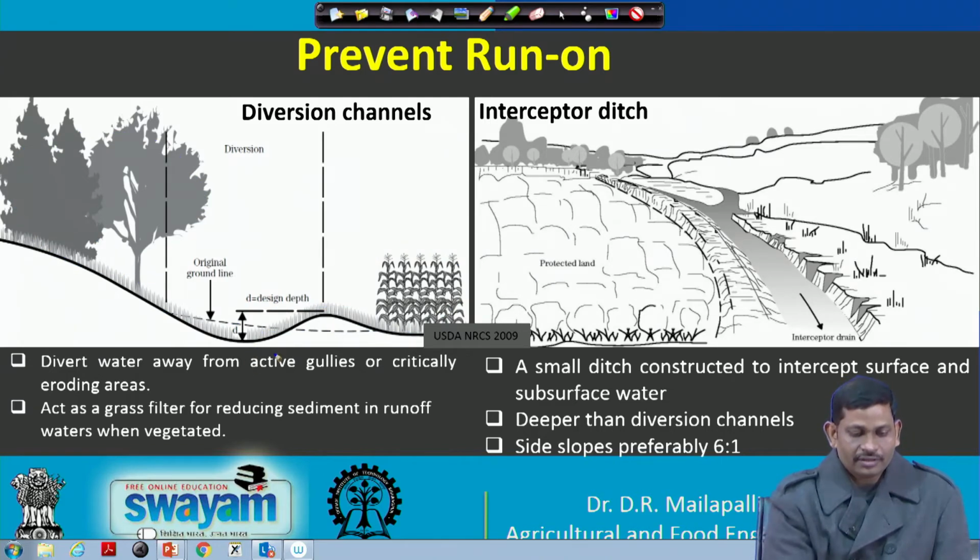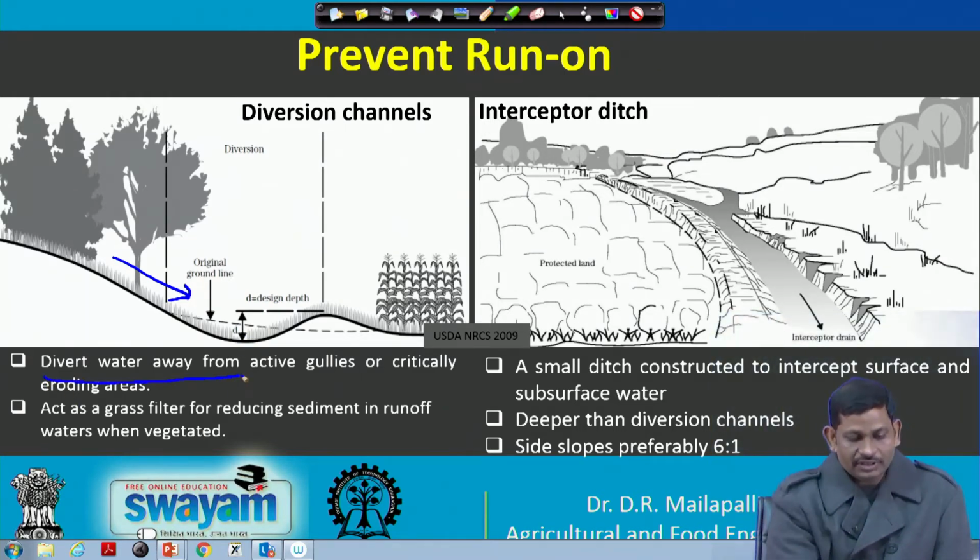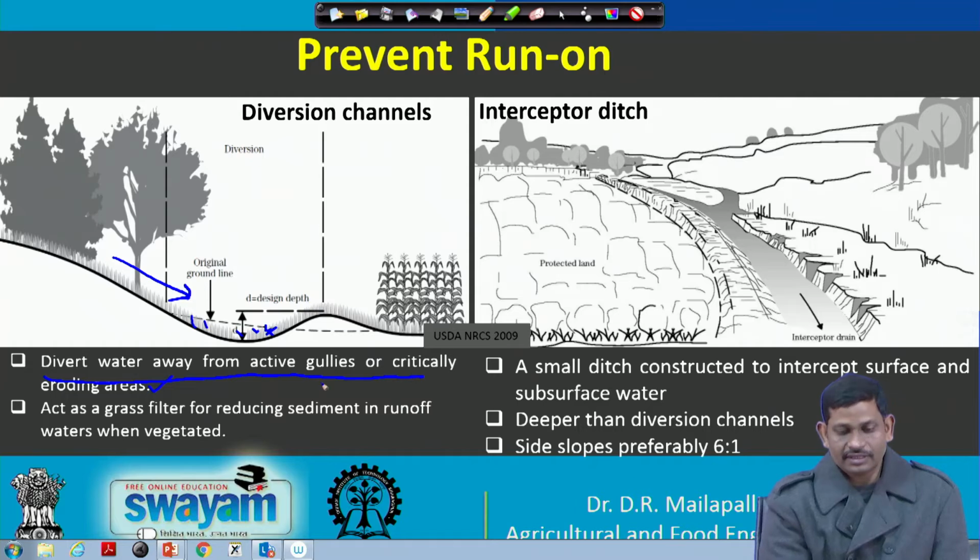In order to avoid that, there is a diversion channel, which is going to collect the runoff, which also contains the sediments, and divert it to a safe outlet. It diverts water away from active gullies or critically eroding areas. This is an example. It could act as a grass filter. Grass can be cultivated here, so that it will dispose of the water safely to the outlet.